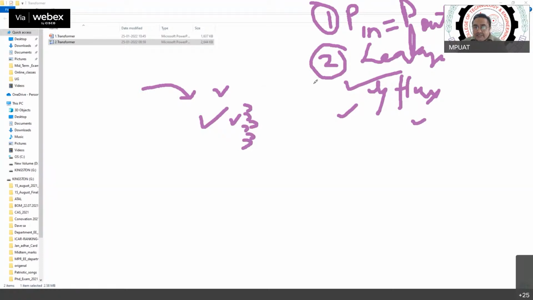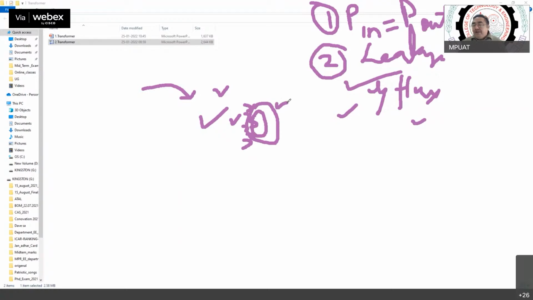You can see these dotted lines are flux. Now whatever flux is being produced by the primary winding, the whole flux is linked to the secondary winding. There is no such flux. For example, there is a flux like this. This flux is linking primary only. This flux is not linking the secondary winding.